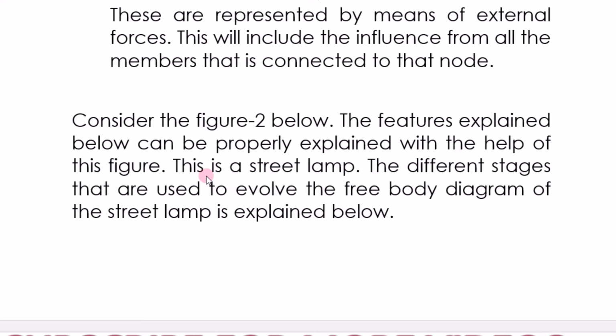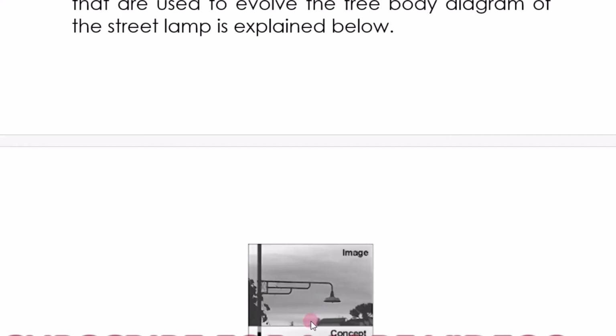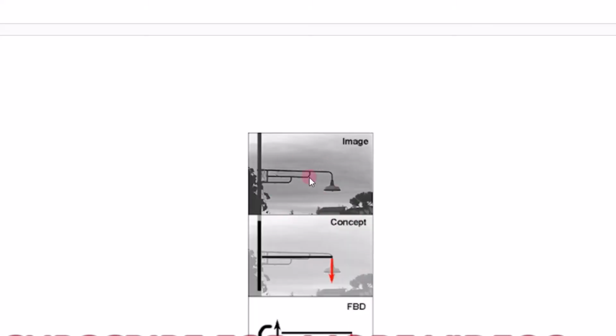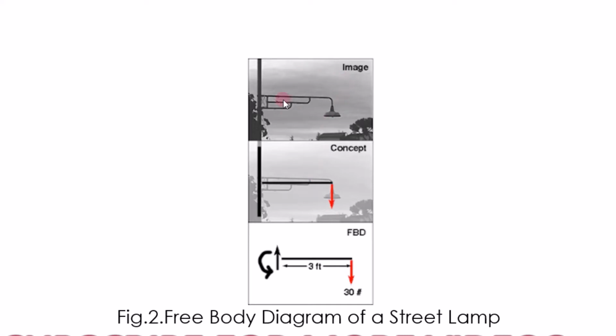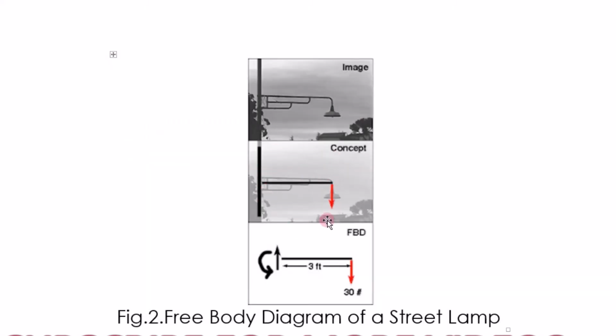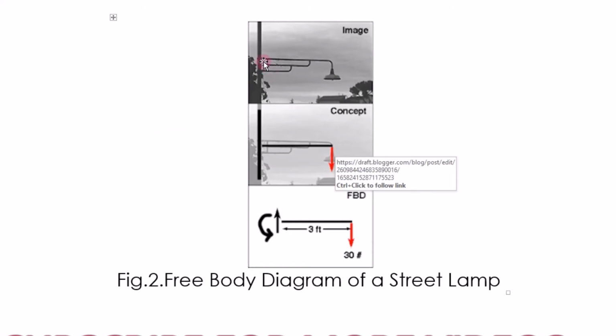Now, we'll consider the figure below. The features of the free body diagram explained before can be properly explained with the help of this figure. Here, this is a street lamp. The different stages used to evolve an FBD for this street lamp are shown. Here we have the original image of a street lamp, and this is the concept behind it, because we have a main vertical support and a horizontal support over which a lamp is hung. The lamp hanging at the end of this horizontal element has some weight, and that weight is represented by means of an arrow.